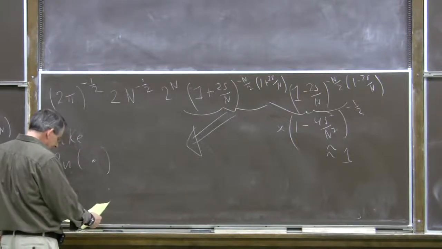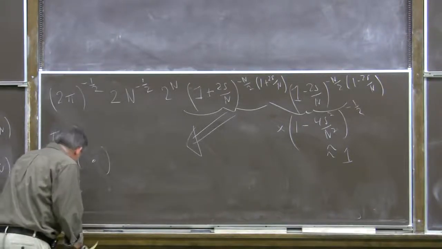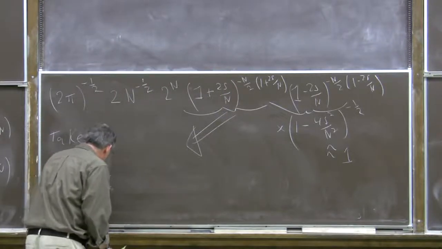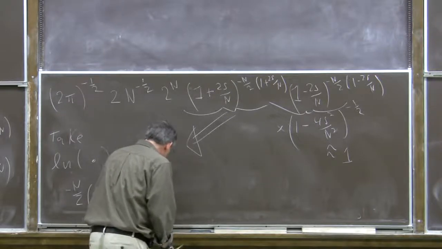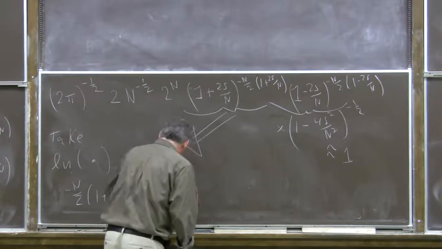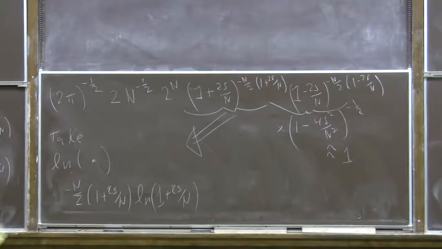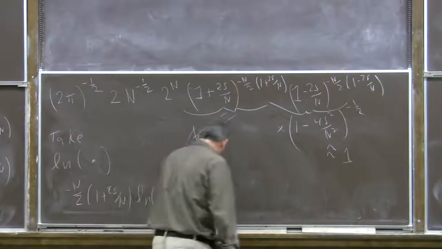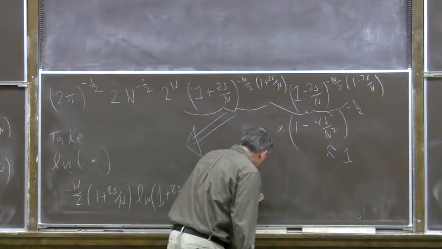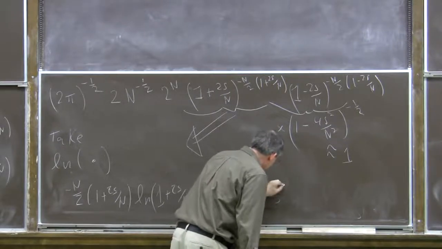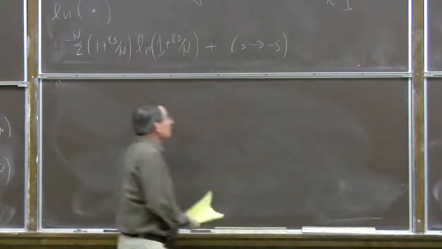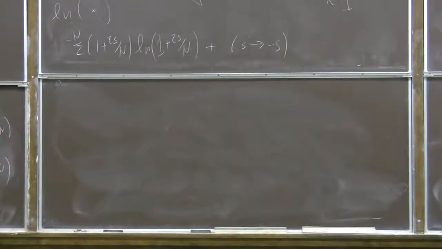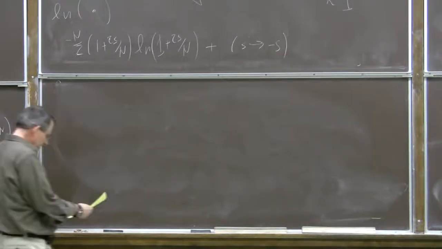And so I have minus n over 2, 1 plus 2s over n, times the log of 1 plus 2s over n, from the first factor when I take its log. And then I get the same thing, but with s replaced by minus s. And now remember, we're going to suppose that s is small compared to n, and that means we can expand the logarithm in a power series and just keep the leading terms.